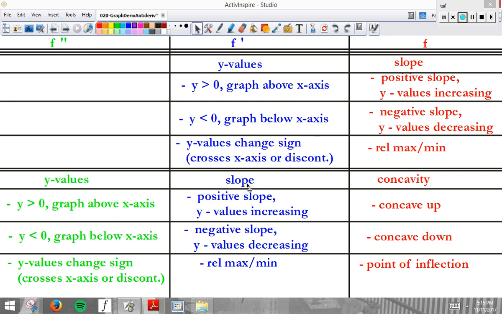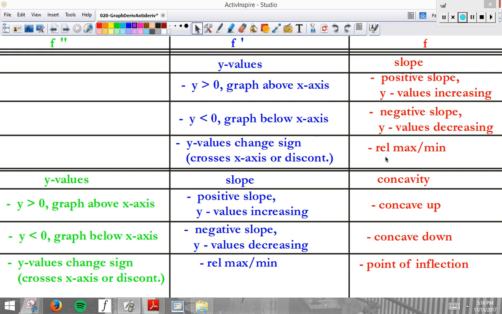The slopes of f prime are the concavity of f, and those are the y values of f double prime. That's where this guy finally comes into the picture. If the y values are above 0, if the graph of f double prime is above the x-axis, then f prime has positive slope, meaning f prime's y values are increasing, and that means f is concave up. I'm going to stop this video here. I want you to listen to this part a million times, read this chart, make this chart make sense.